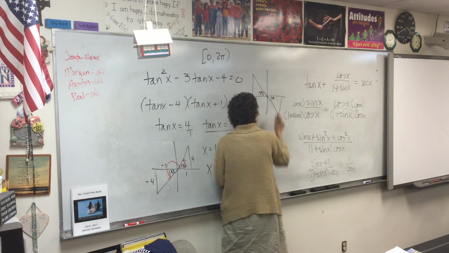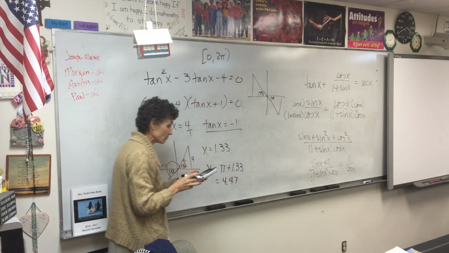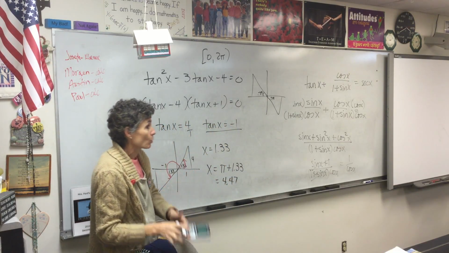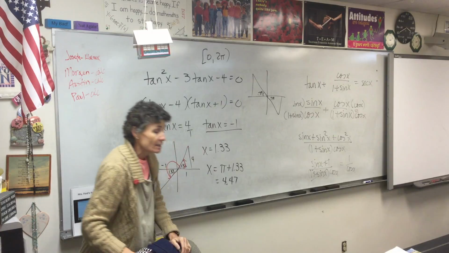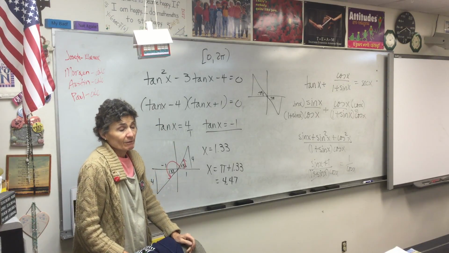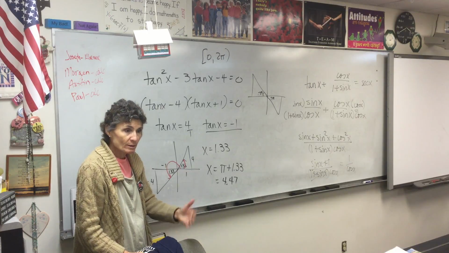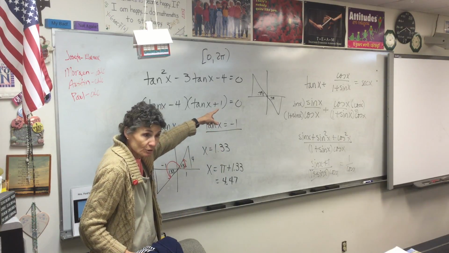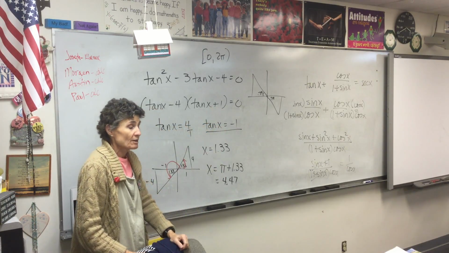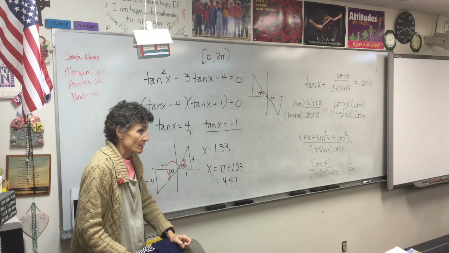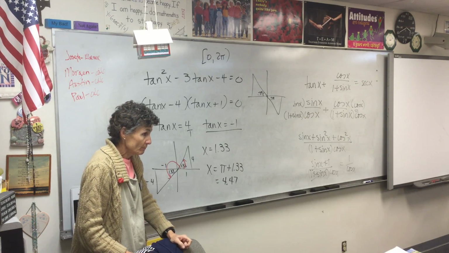I never put the negative in because I've already accounted for the negative by putting it in the quadrants I put it. If you put in the negative on a cosine problem, it really screws things up. So I don't normally put it in. I know it's negative because I put it in quadrant 2 and 4. I just need to know how big that angle is. And I got 0.79. Did you?